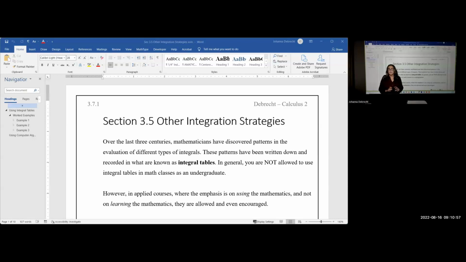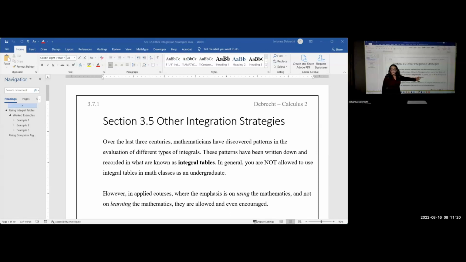In fact, most functions don't have known antiderivatives. Or we may know it has an antiderivative, but we can't write it down using the elementary functions. So we'll be talking about that in the next video and how we deal with these functions for whom we don't have a known antiderivative. But first, let's focus on using the tables.